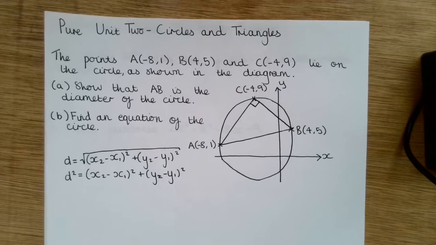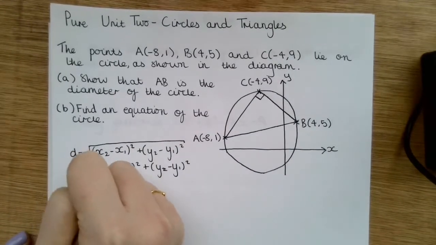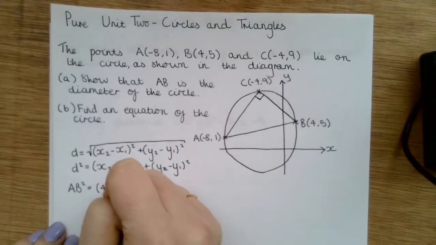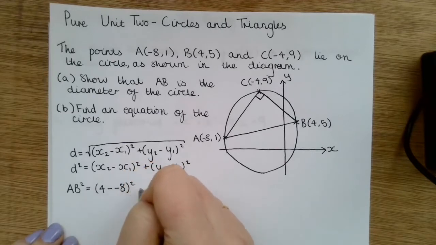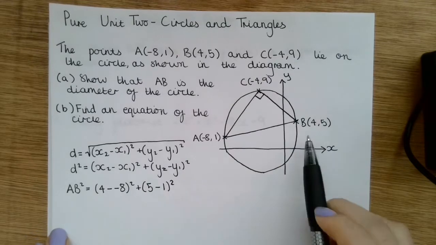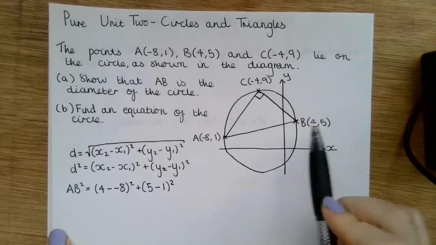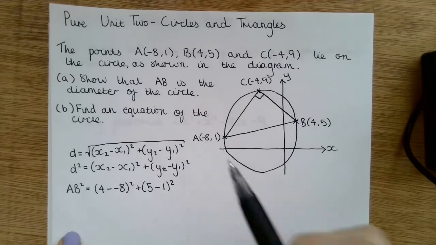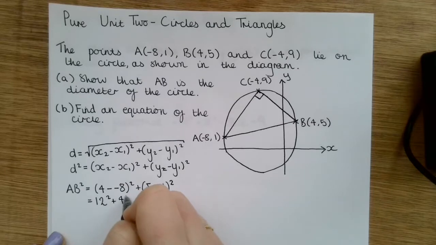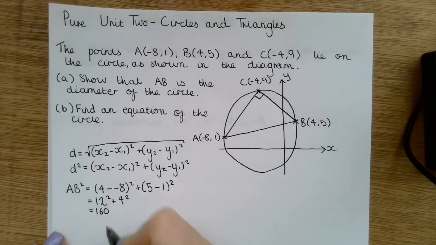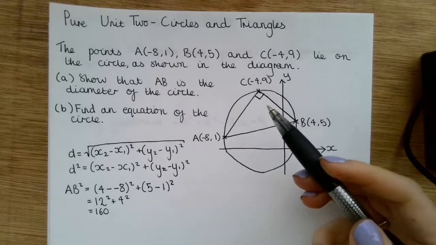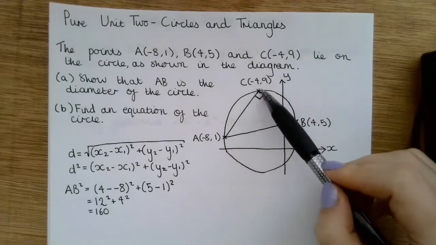So I'm going to first of all look at AB squared. That is equal to (4 subtract negative 8) squared plus (5 subtract 1) squared. So I've used x1, y1, x2, y2. This is equal to 12 squared plus 4 squared, which is equal to 160. So that is the hypotenuse of my right-angled triangle, if it's right-angled. I'm now going to find the shorter sides.